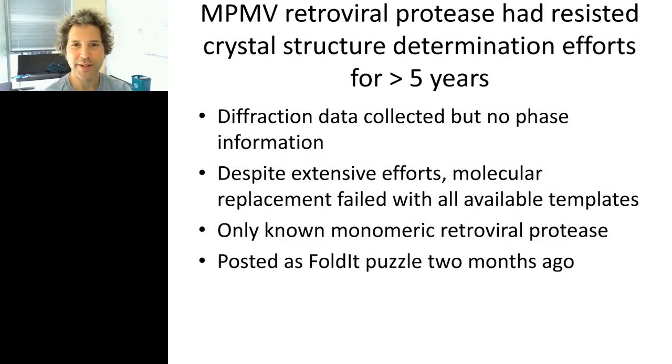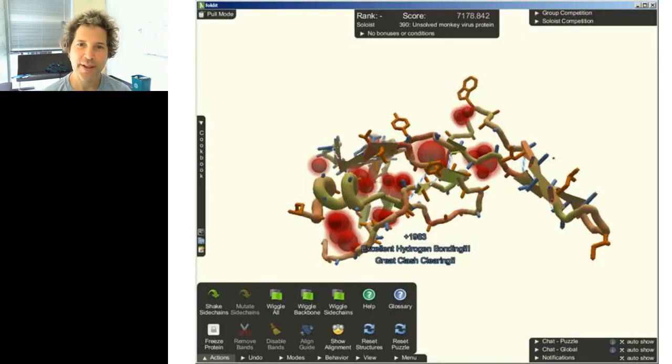And this was a retroviral protease. It was quite an interesting protein. There had been a lot of work on it, and it was posted as a FoldIt puzzle. This is a little bit out of date. After we tried it out in the lab and we weren't able to solve it using our conventional methods, we gave it to FoldIt players. And this is what FoldIt looks like.